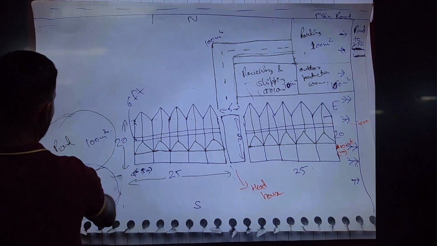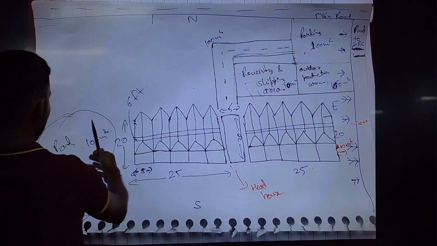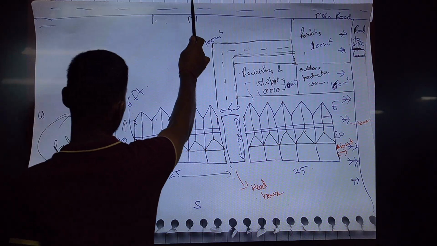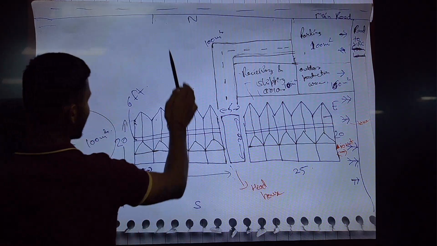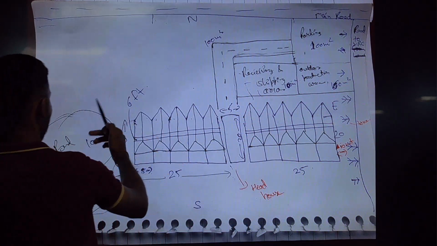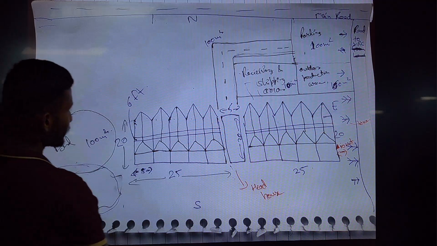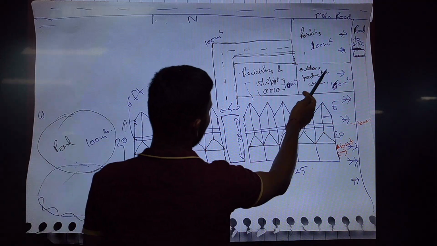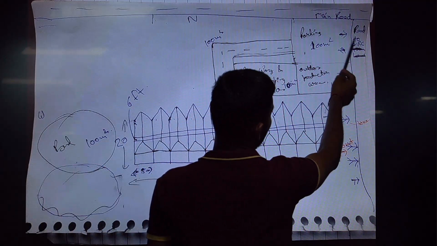And there is a pond. The reason why I kept the pond here lower is that north, south, east and west, there is a little bit of elevation. So the water will come here and then be directed over here. You can put it here or here. And the parking area has to be close to the road.